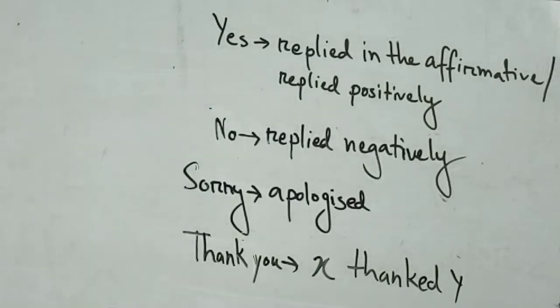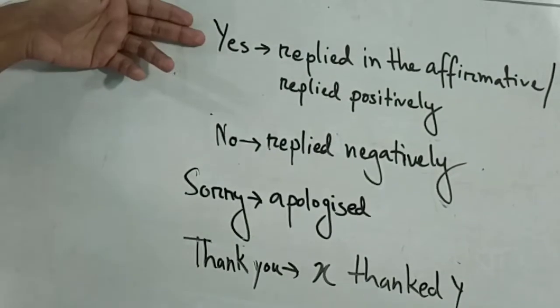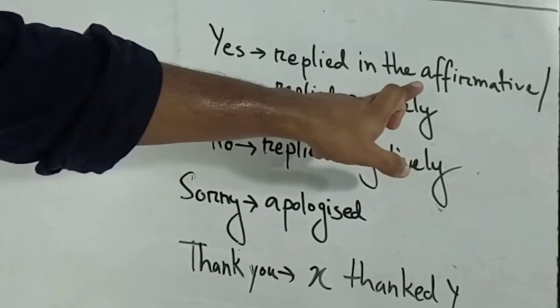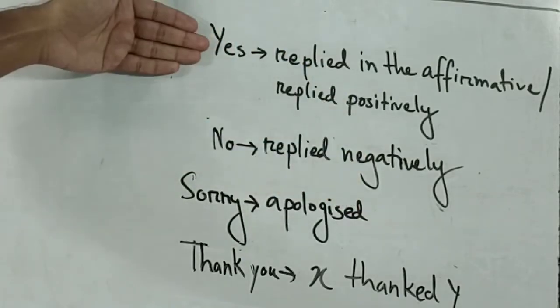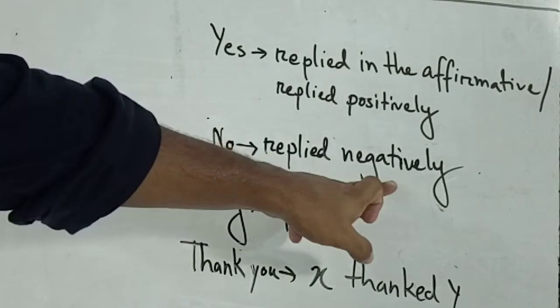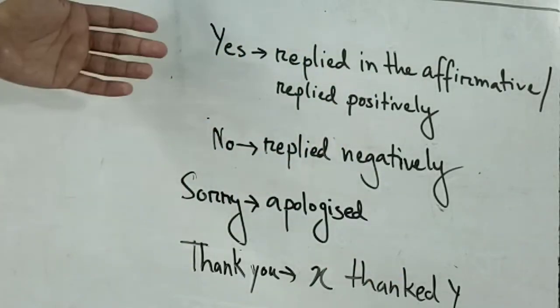When you're changing direct speech into indirect, if someone asks another person a question and the person responds in yes or no, we don't exactly say that he said yes or anything. We rather say replied in the affirmative, or you can use a shorter version of it, replied positively. That's the way to approach yes and no. So for no, we're going to use replied negatively, or you can alternately use replied in the negative. That has pretty much the same meaning.